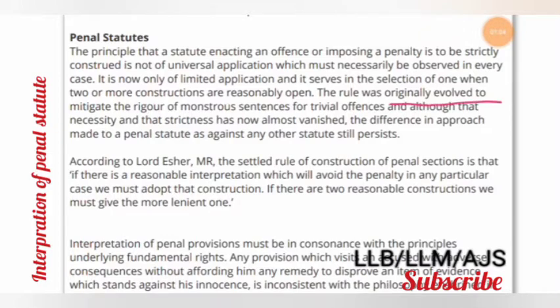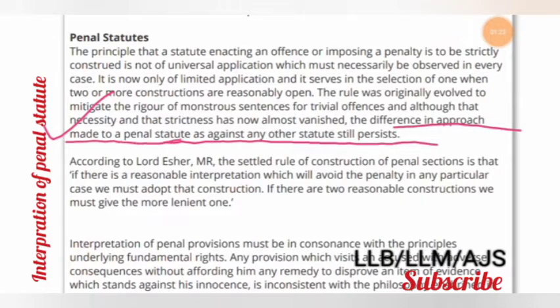The rule was originally evolved to mitigate the rigor of monstrous sentences for trivial offenses, and although that necessity and that strictness has now almost vanished, the difference in approach made to a penal statute as against any other statute still persists.